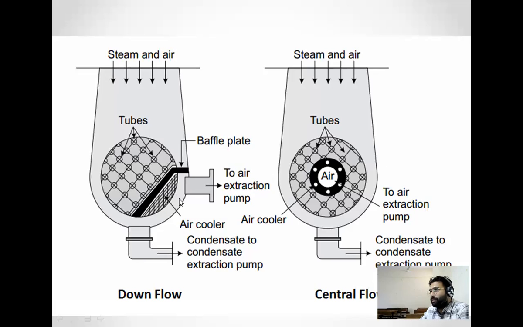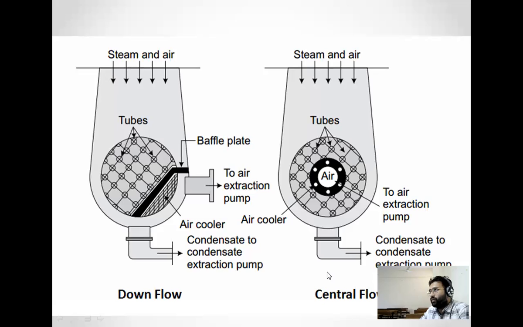So we have two separate pumps: condensate extraction pump and air extraction pump. The direction is like this. The water, being heavy, is collected at the bottom, and air is collected from the side entry. That is why it is called a downflow, downward flow, and air is collected at side level. Air is extracted in a lateral way.